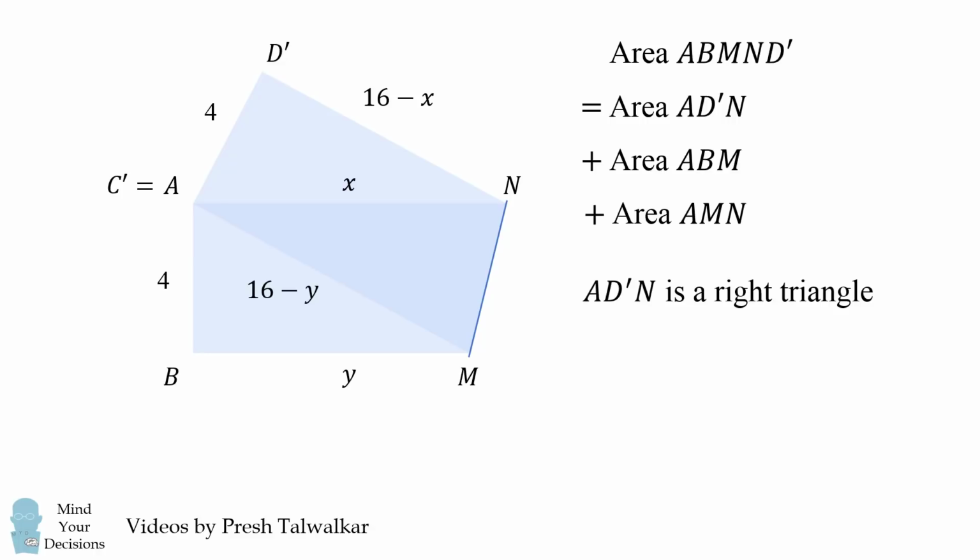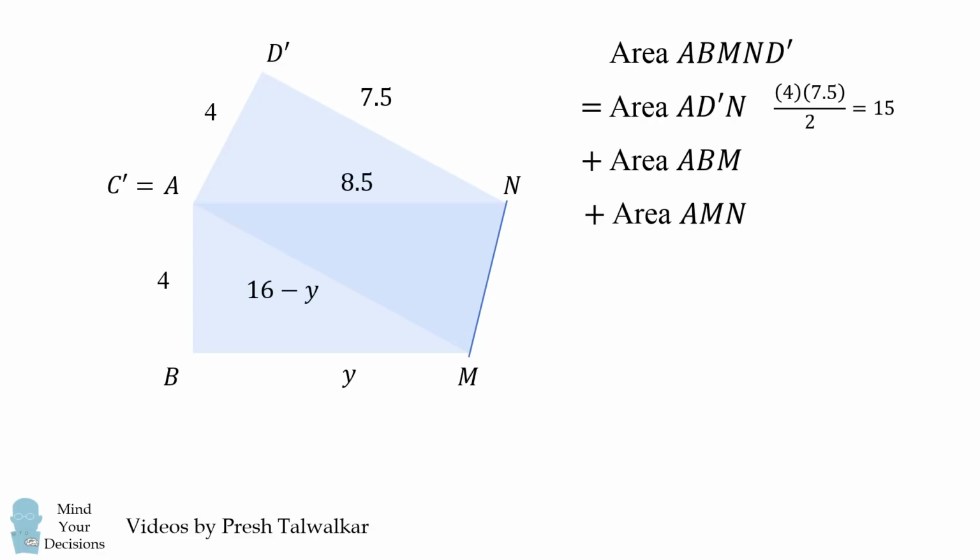Now triangle AD prime N is a right triangle. So by the Pythagorean theorem, we have 4 squared plus the quantity 16 minus x squared is equal to x squared. This can readily be solved that x is equal to 8.5. So let's input that value. Now let's solve for the area of triangle AD prime N. This will be 4 times 7.5 divided by 2, and we get an area of 15.